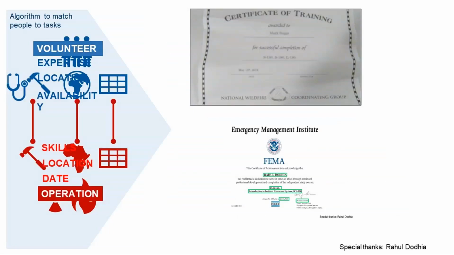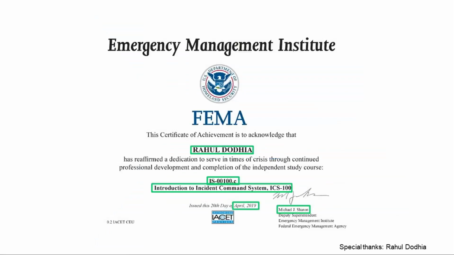We had complexity in terms of the volunteers, their operations, the quality of the images we received. And what you see here is an example of a volunteer certificate that we had to parse using optical character recognition and AI technology. The complexities here were, one, we had to understand if the volunteer was Michael J. Sharon or Rahul Daudia. We had to understand what the code IS00-100 meant. What are the skills it mapped to? Who are the volunteers on the back end that had that skill? And what does the date April 2019 mean?